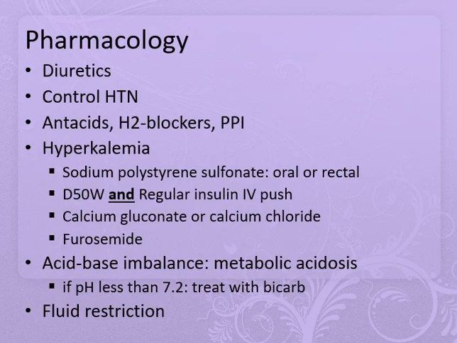Okay, so let's talk about pharmacology for these patients. We can give them diuretics, and they do need diuretics. We'll need to control their blood pressure. They do have increased gastric acid, so things like antacids, H2 blockers, PPIs are important. They're going to be hyperkalemic, so they're going to have really high potassium levels, and that can be life-threatening, just like low.